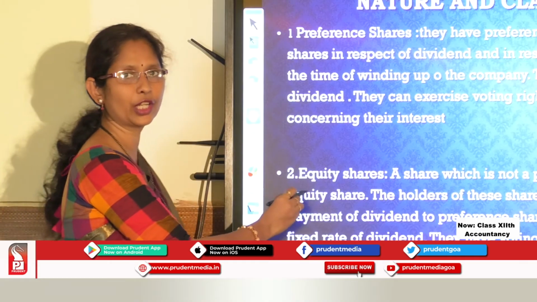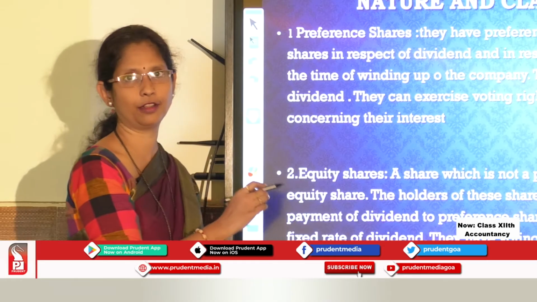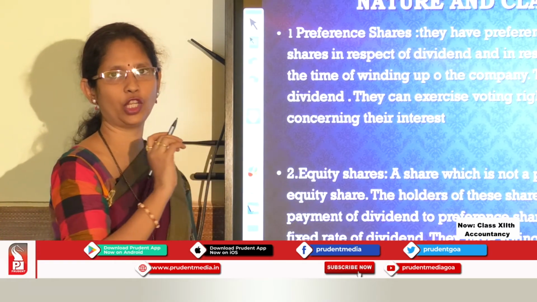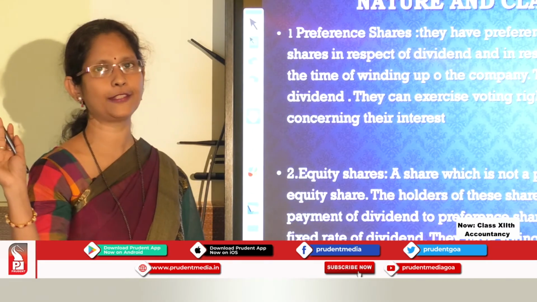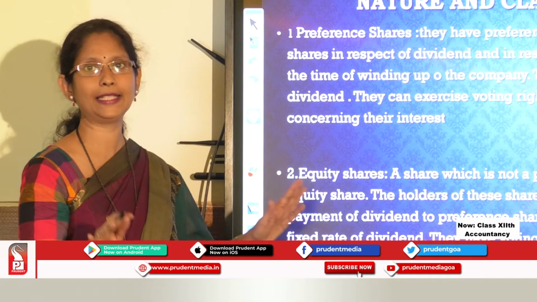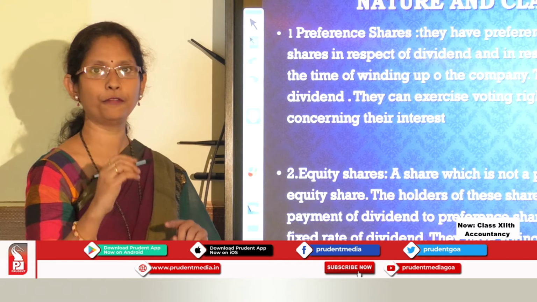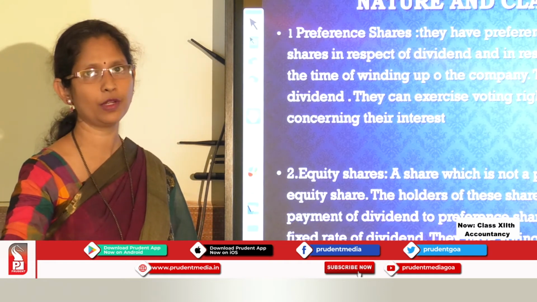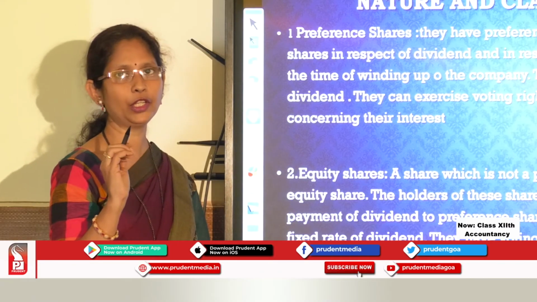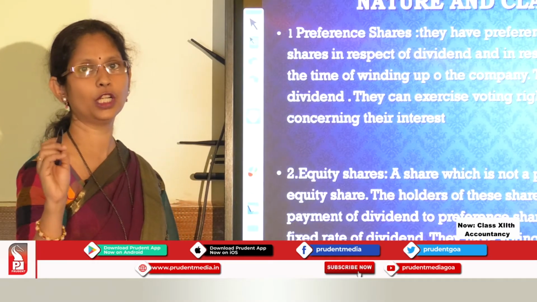Now equity shareholders are the real risk bearers, the real risk takers. Why? Because they will be paid after paying the preference shareholders. They don't have a fixed rate of dividend. They will be paid only after everybody else is paid. So even the profits made by the company, first the dividend of the preference shareholders will be paid and after that whatever remains is for the equity shareholders. So they have the voting rights in the management of the company.